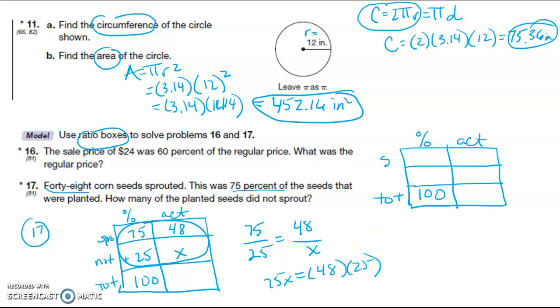48 times 25 is... I can't see my cursor. Oh, it's up there. Okay. That's 1200. So x is equal to 16.